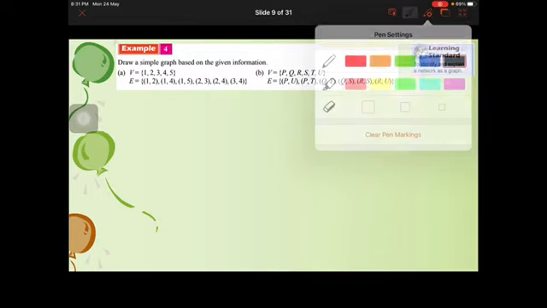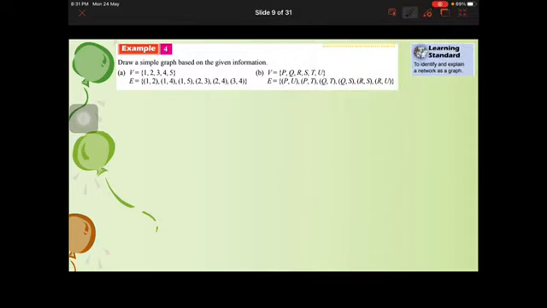Okay, now let's move to another example. Okay, now we need to draw a simple graph based on the given information. Okay, so the given information is for vertices. Okay, we have 1, 2, 3, 4, 5. So this one, you can draw anywhere you like. Okay, 3, 4, and 5.